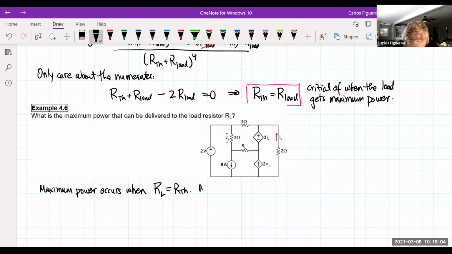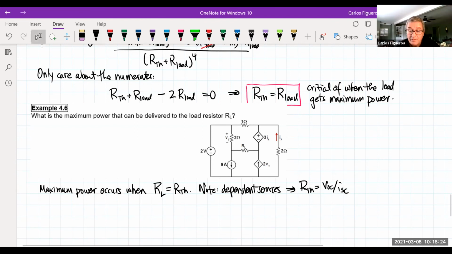Note dependent sources. Dependent sources implies what? The only way to calculate RTH is this way. So let's go do it. So the first thing that I'm going to do here is that I'm going to go get that circuit here. And I think I'm going to do this right here to try to save time.